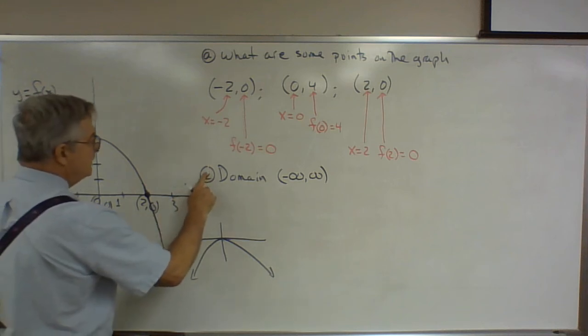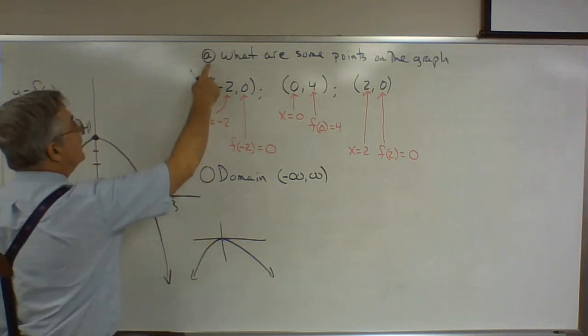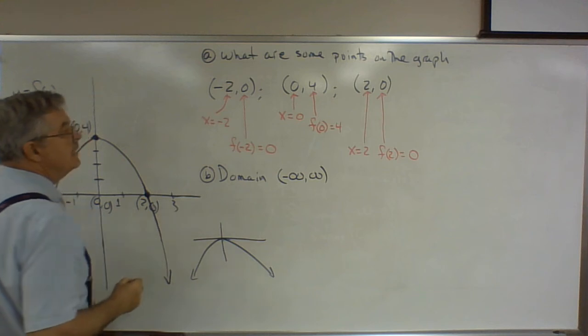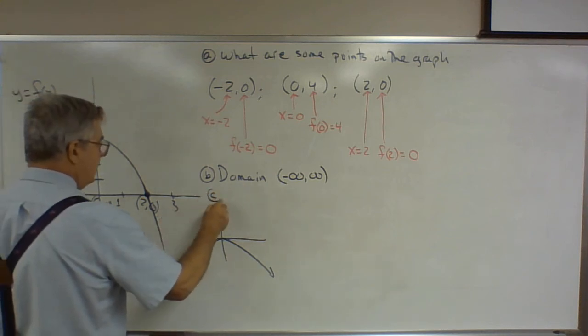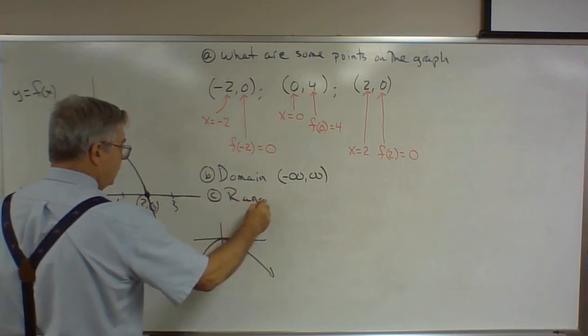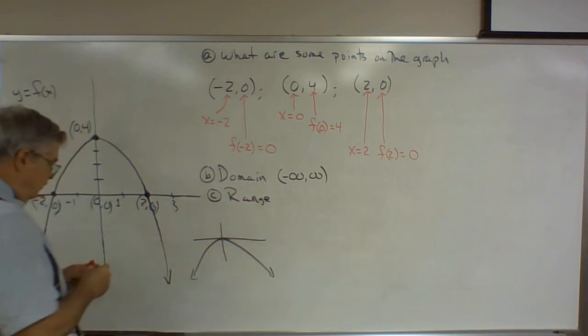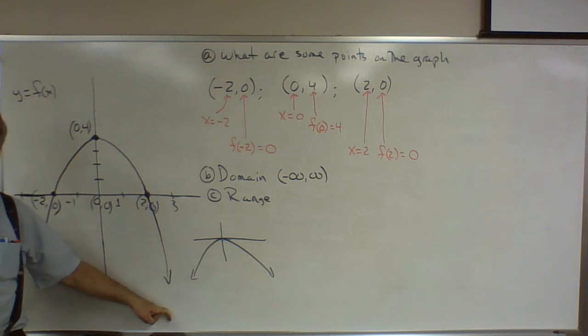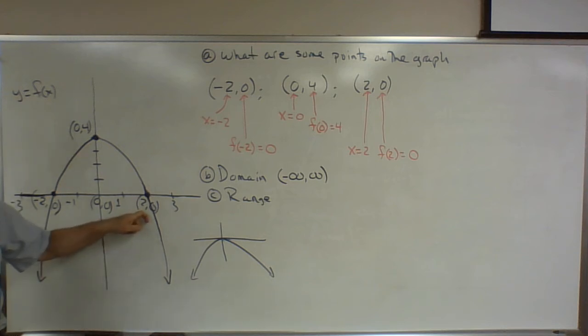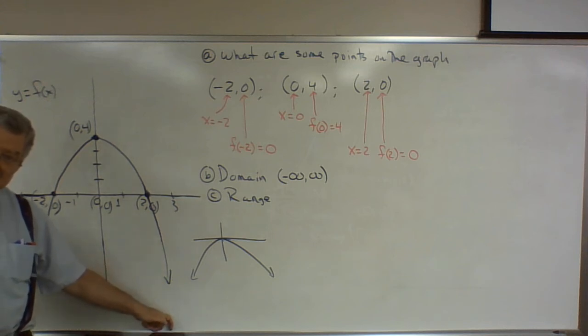And let me get my numbering straight. A, B, domain. Range, okay. This is the set of all y values. And notice that the graph goes below the x-axis and keeps on going. So I'm thinking that the y values are going to go all the way to -infinity.